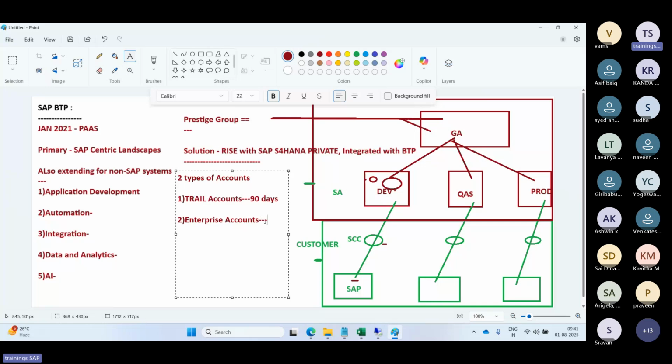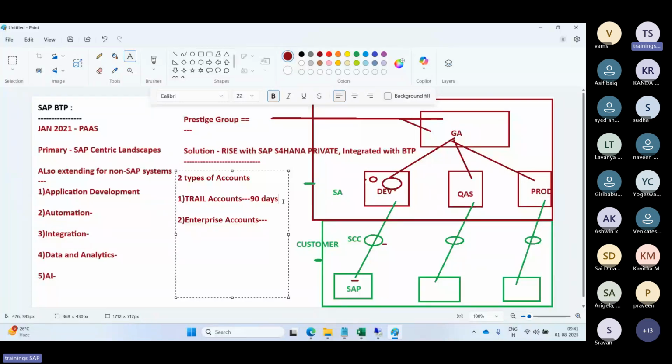Enterprise accounts are where the licensing model will be applied. This is the place where you need credit card authentication, or you need your company account manager to have an agreement with SAP, depending upon the licensing model. So we have the licensing model for the enterprise accounts, not the trial accounts, right?